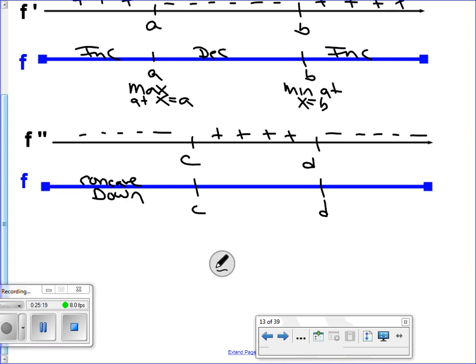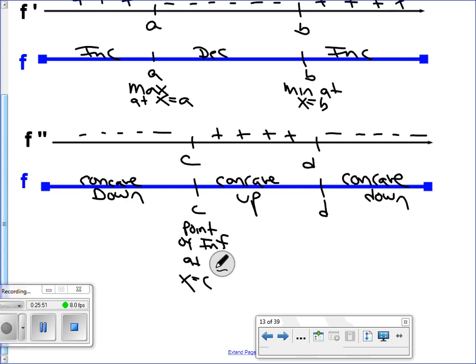The second interval from C to D, the second derivative is positive, so my function is concave up. The interval from D to infinity, concave down. Now what's going on at x equals c? We've got a point of inflection. I'm writing inf at x equals c. How about at x equals d? Another point of inflection.